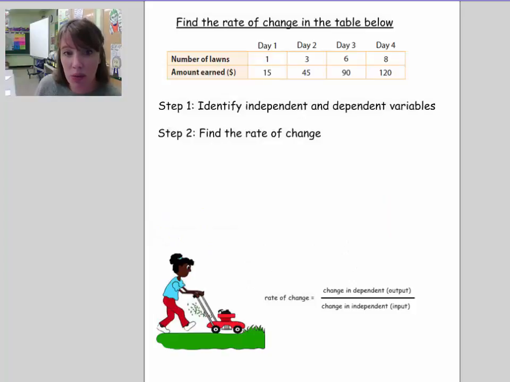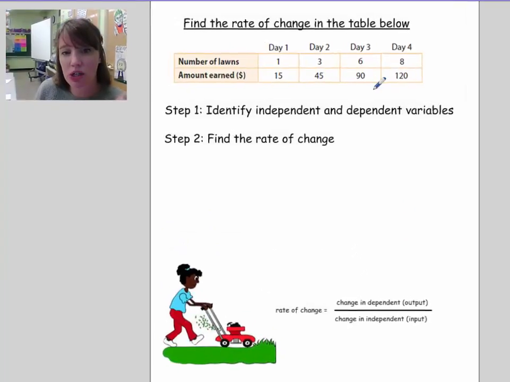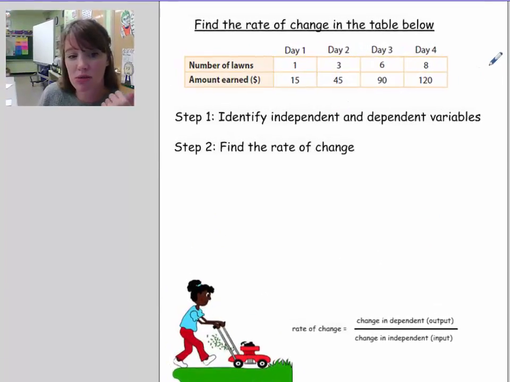So here we have a table. We're going to look at the rate of change. It's not graphed right here, but that's totally fine. We're going to be able to compute the rate of change perfectly fine from a table. The first thing we want to do, because it's a ratio of the dependent versus the independent variables, is identify which is which.